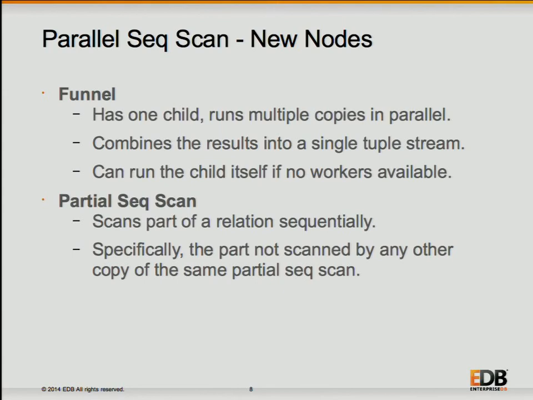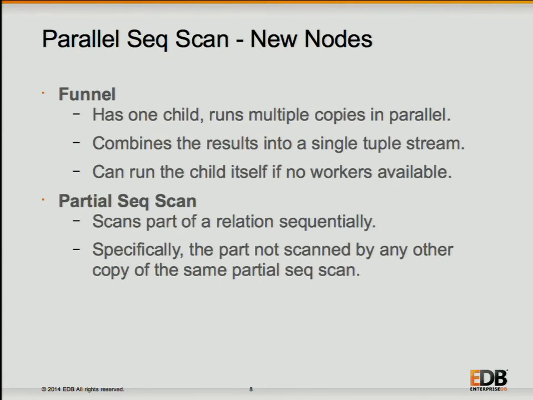Okay. So till now, Robert has talked about the general infrastructure we have built, which he thinks is boring, but it is quite exciting for any C developer to develop. And then using that, we have started working on parallel sequence scan, which is now in somewhat good shape and working. So, for this patch, we used two different nodes to implement it. One is the funnel node, and another is the partial sequence scan node.